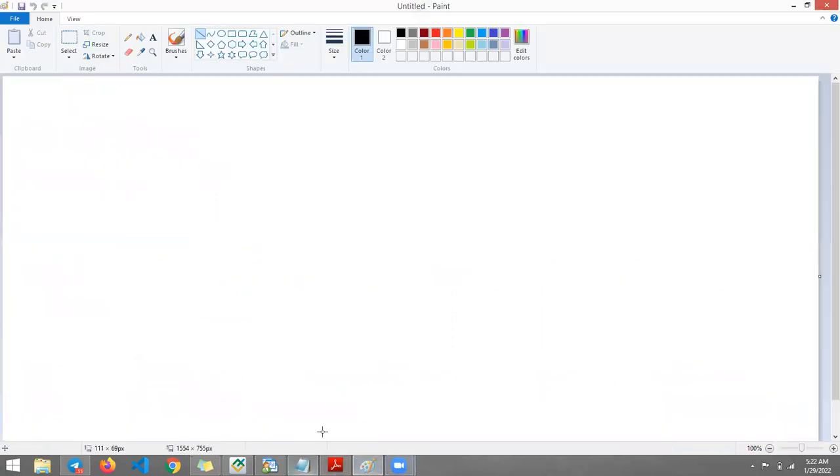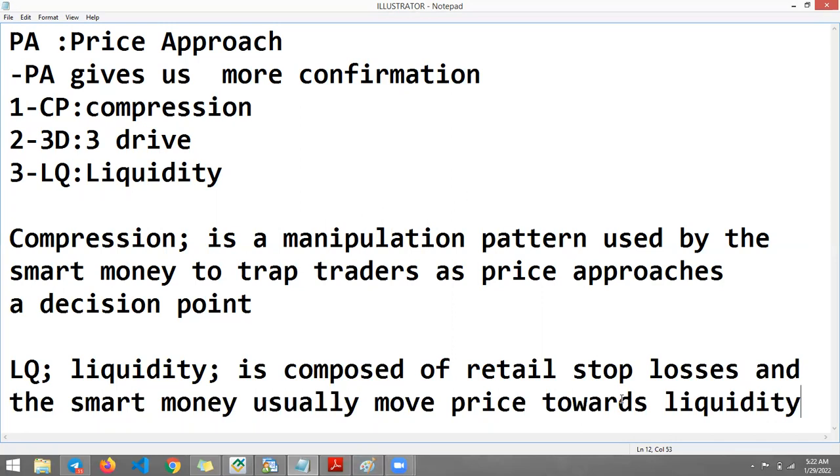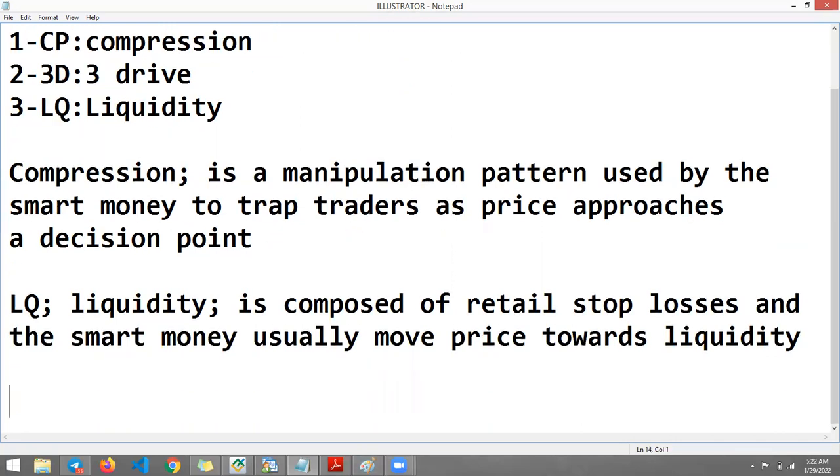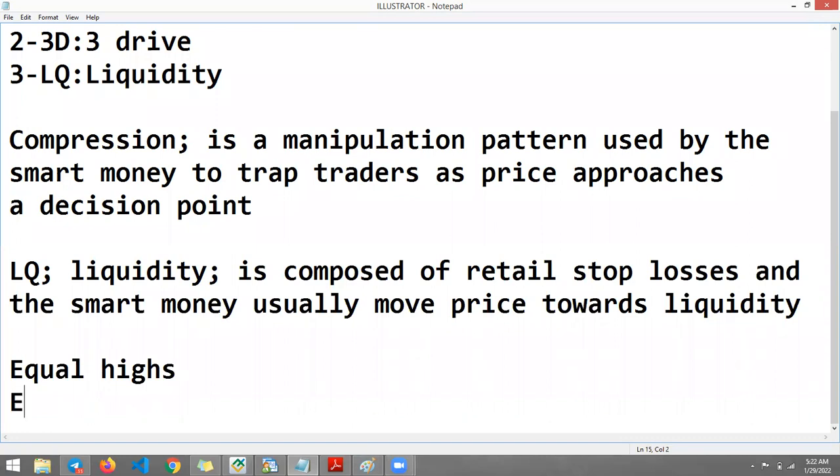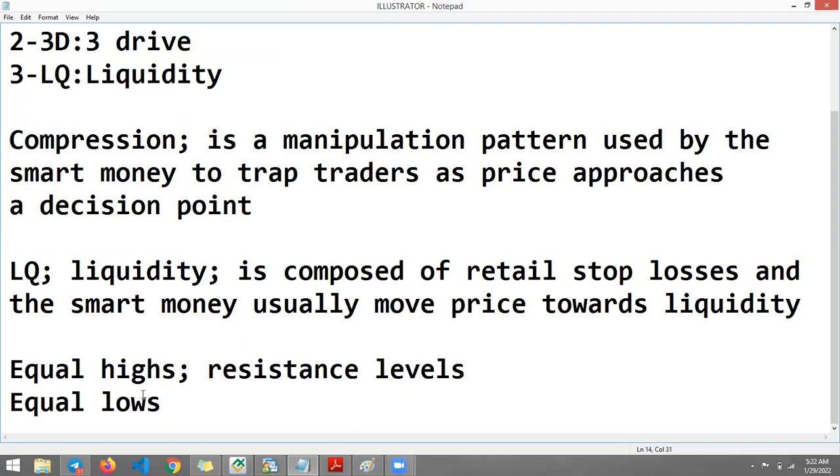And now for you to be able to identify liquidity areas, look out for what we call equal highs, or what we call equal lows, right? So now equal highs, basically, you look out for resistance levels, and then equal lows, look out for what we call support levels, right? Those are levels that have lots of liquidity, retail stop losses, right?